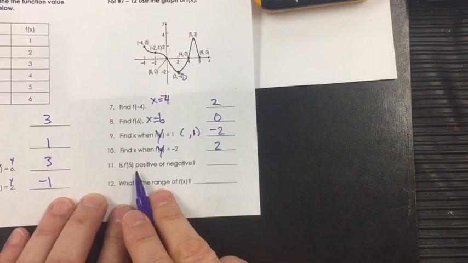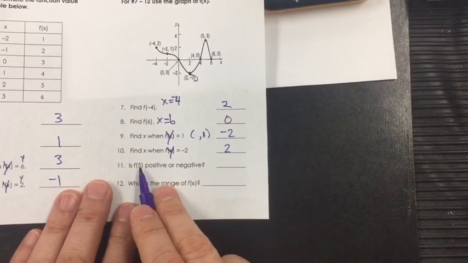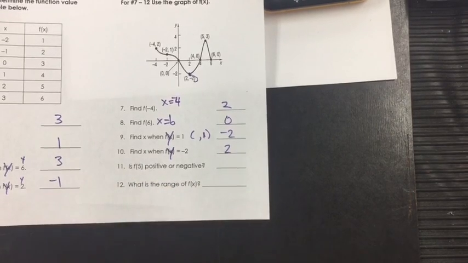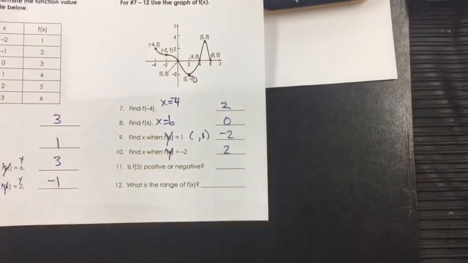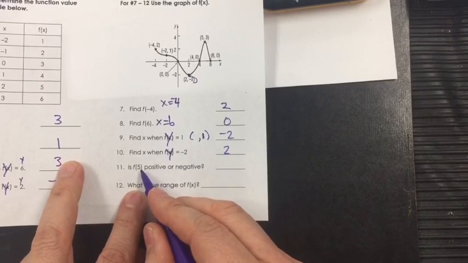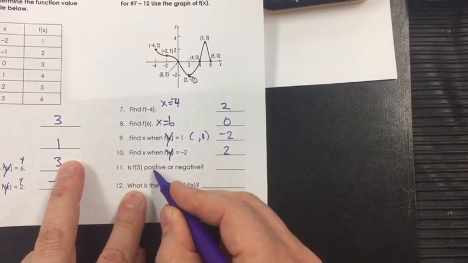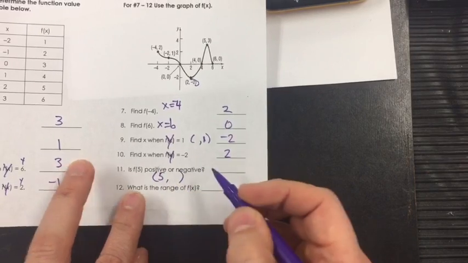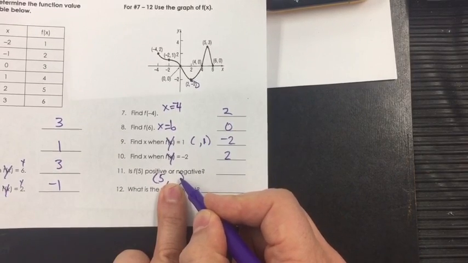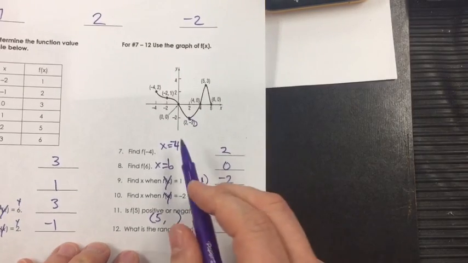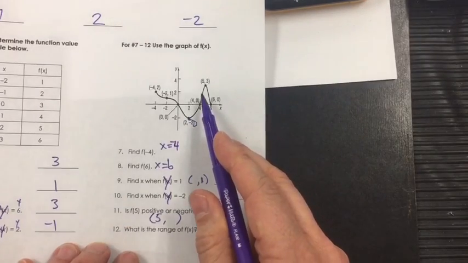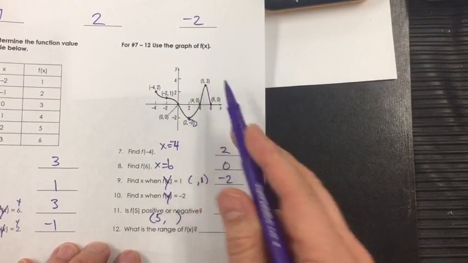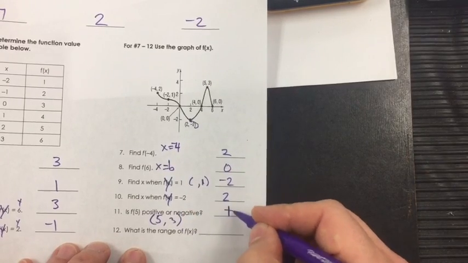Is f of 5 positive or negative? This f of 5, is that 5 an x value or a y value? It's x because it's in the parenthesis. Whenever it's in the parenthesis with the function notation, they're giving you an x. So what they're saying is, when I go to the x value of 5, is the y value that goes with it positive or negative? So let's go check it out. I think you're right. I go to 5. Where is my point on the graph when x is 5? There it is, and that 3 is positive. So that's positive. It's going to put a plus sign.